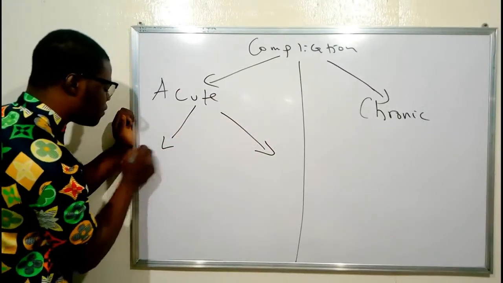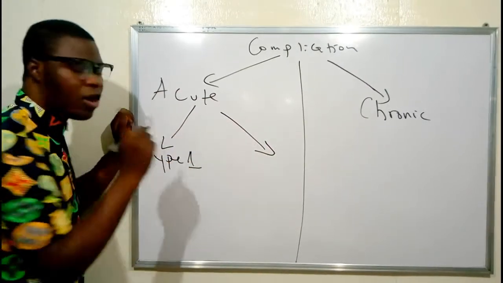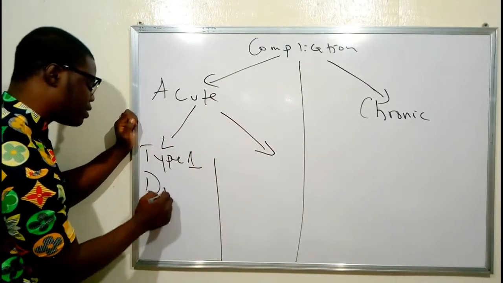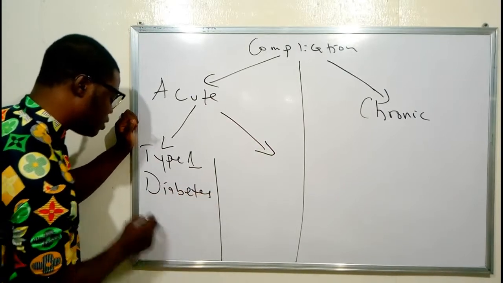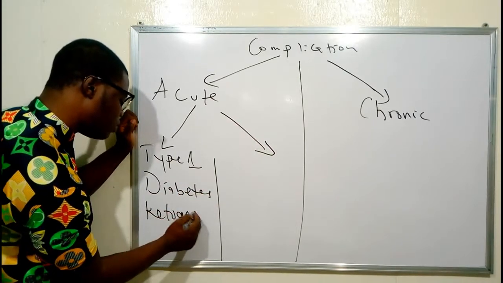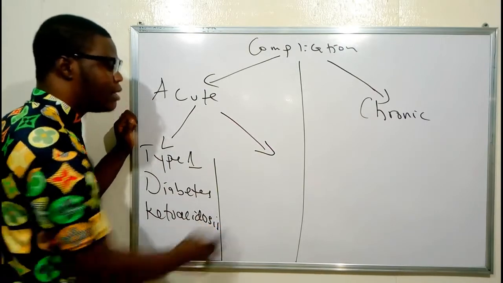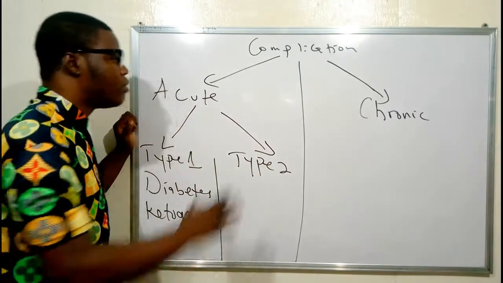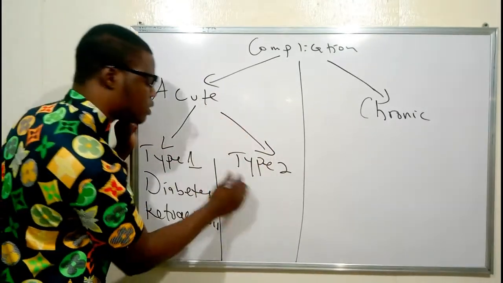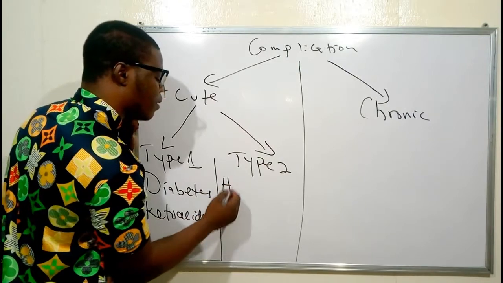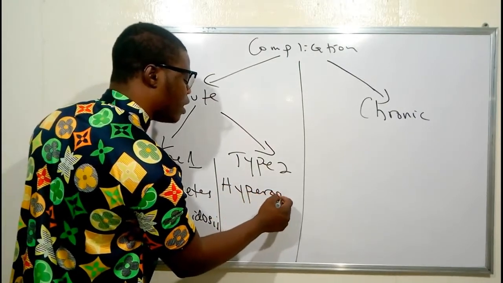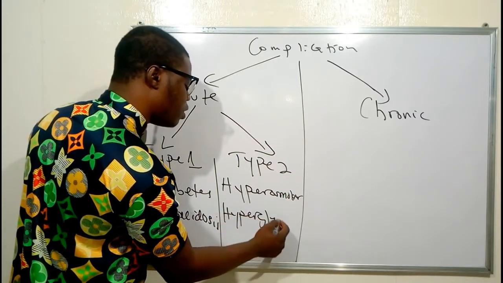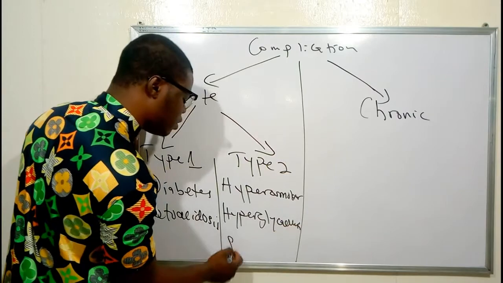So if the person is suffering from diabetes type 1, the acute complication for diabetes type 1 is diabetic ketoacidosis. And for type 2, the acute complication for diabetes type 2 is HHS, hyperosmolar hyperglycemic syndrome.